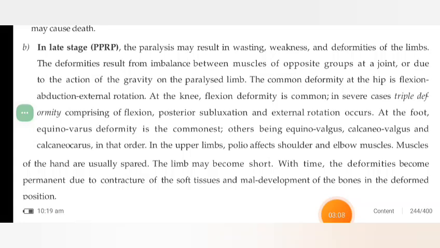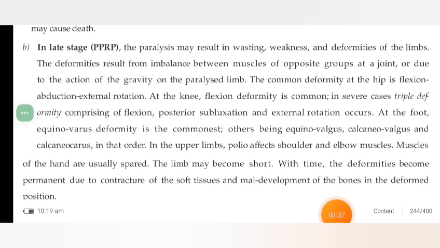In the late stage, the paralysis may result in wasting, weakness and deformities of the limbs. The deformities result from imbalance between muscles of opposite groups at a joint or due to the action of gravity on the paralyzed limb. The common deformity at the hip is flexion, abduction, external rotation. The knee flexion deformity is common in severe cases.